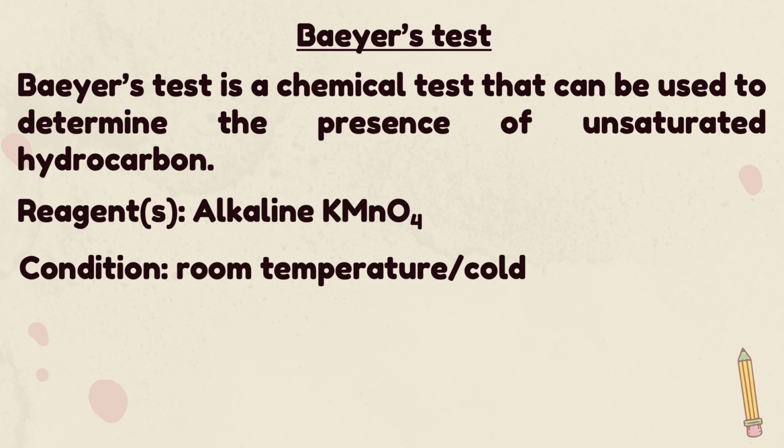The reagent that we use in Bayer's test is alkaline KMnO4. Normally, how do we prepare it? We take solid KMnO4 and dissolve it with sodium bicarbonate, or baking soda, because baking soda is alkaline. Normally we do it at room temperature, and for this experiment we will do it at room temperature. But we can also do it cold, meaning we immerse our test tube in an ice bath.